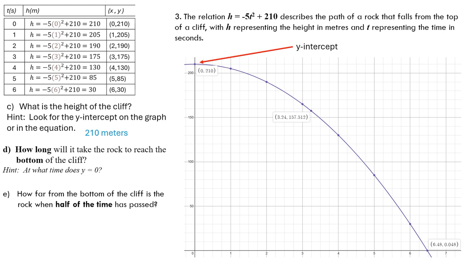Next question is, how long will it take the rock to reach the bottom of the cliff? And they provided a little hint. At what time does y equal 0? Well, the y-axis does indicate what the height is. So at a height of 0, we can see that the time is approximately 6.5 seconds. Right where the x-intercept is.